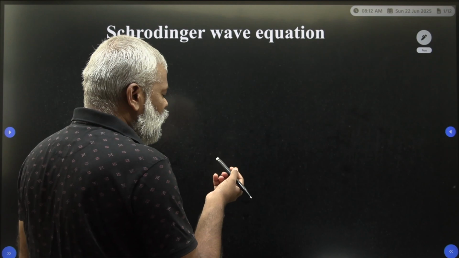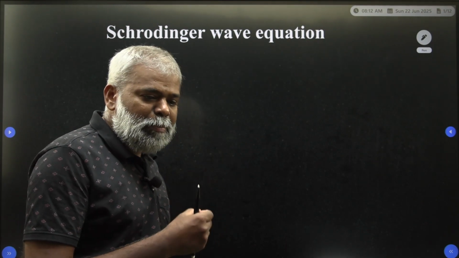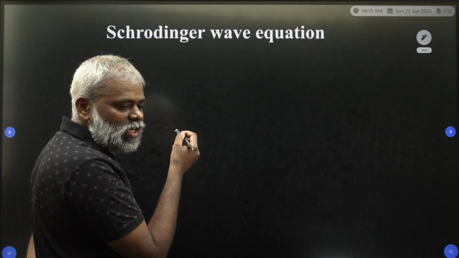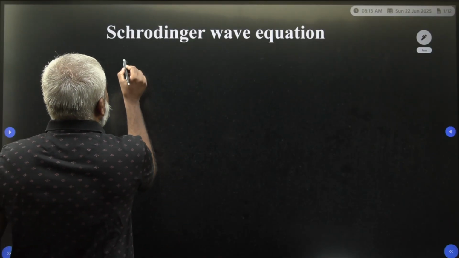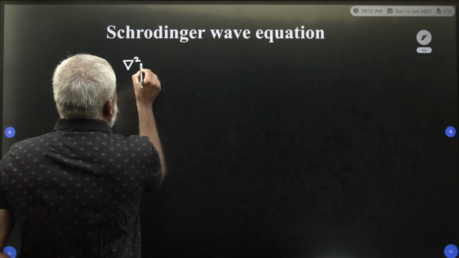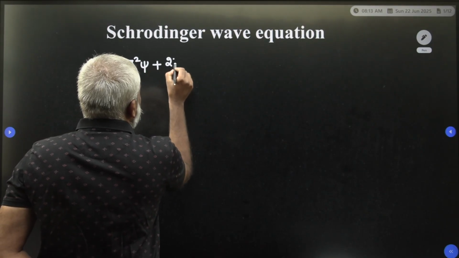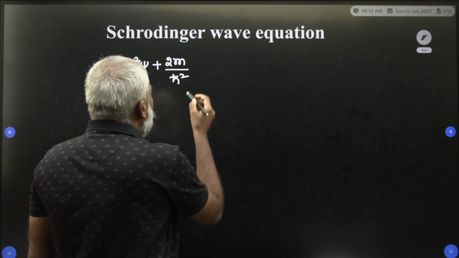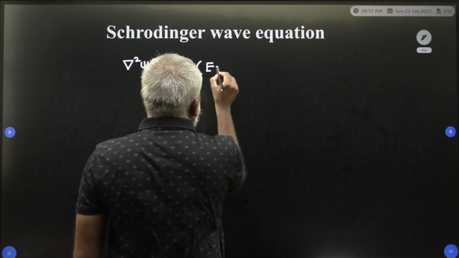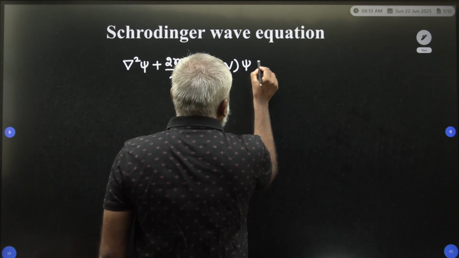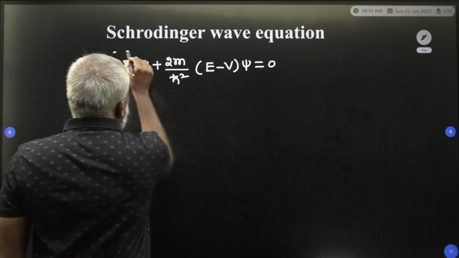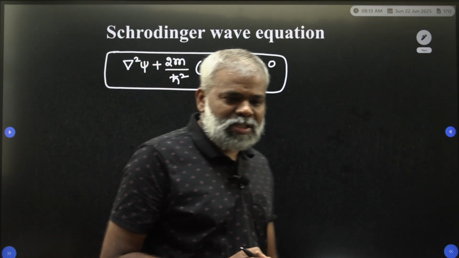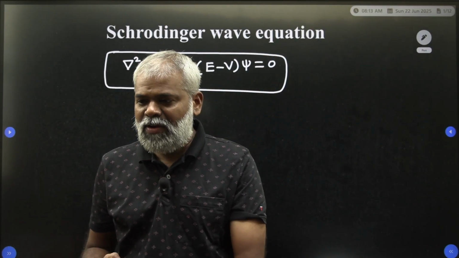You know the Schrodinger wave equation; we take the Schrodinger time independent wave equation. So what is it? The Schrodinger time independent wave equation is del square psi plus 2m by h cut square into (E minus V) into psi is equal to 0. This is the Schrodinger time independent wave equation.